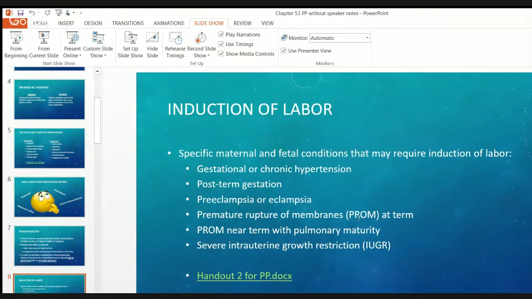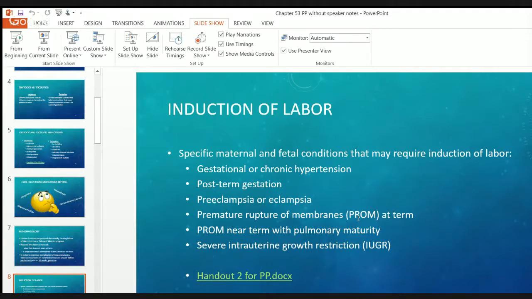So when we look at the induction of labor, why would we actually induce a woman? There are various reasons why labor may be induced. Indications for induction are centered around treatment of either a maternal or fetal complication. So what are some of these specific maternal and fetal conditions?